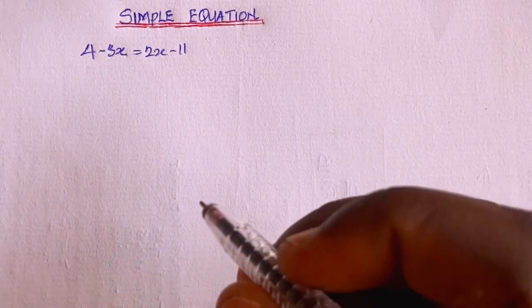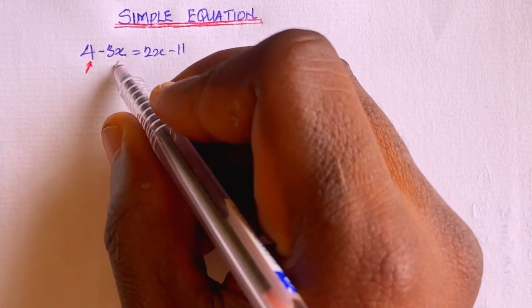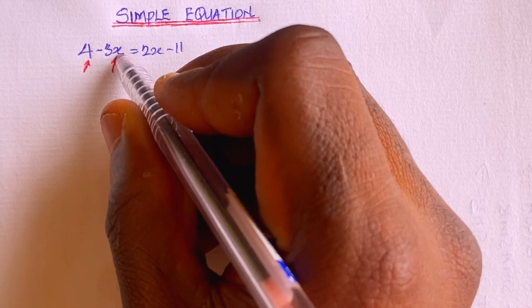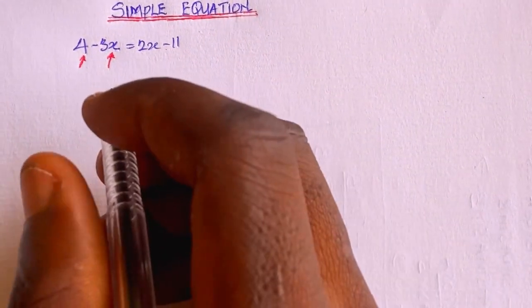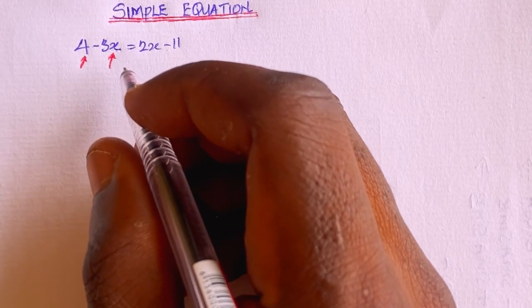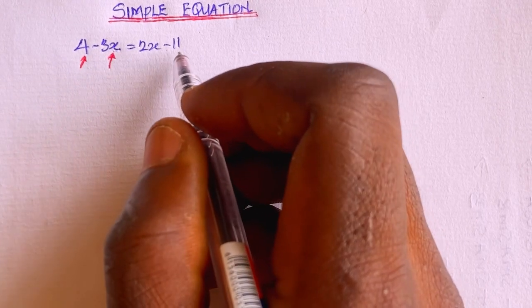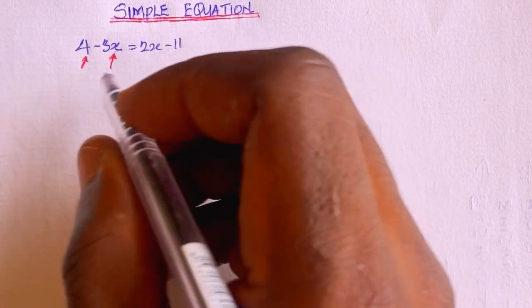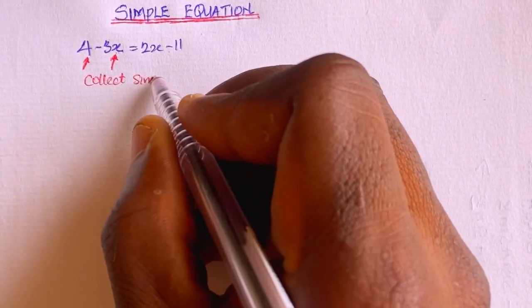Now, if you check this expression very well, we have a constant here, right? We have a constant here, and we have the coefficient of x, which is here. This is known as a variable, and we have two constants here. So what we are going to do in this case is collect the like terms. That is, we put those that have the value of x on one side, and those that don't have x, which are known as the constants, on the other side.